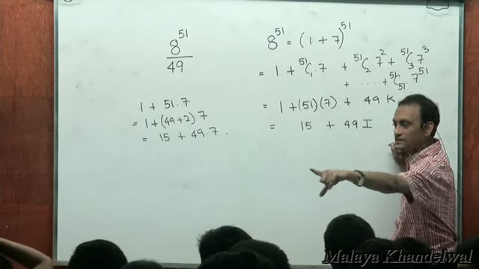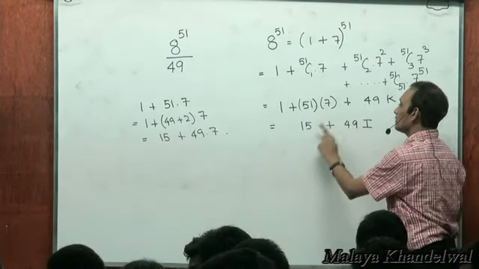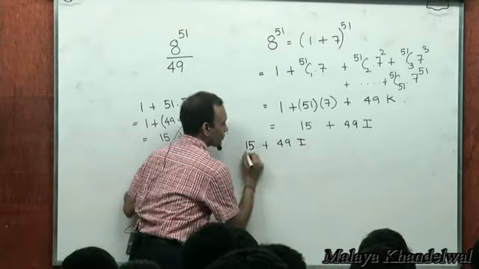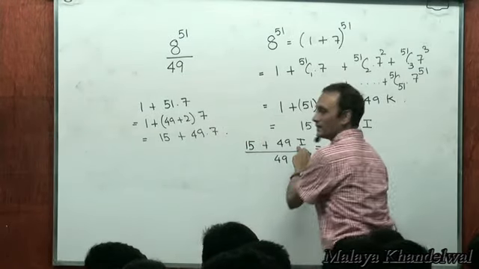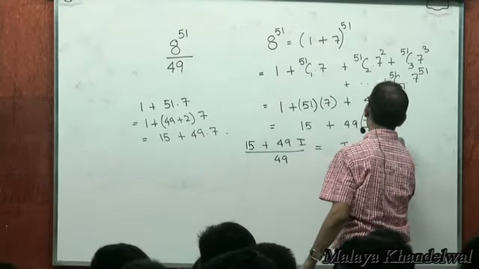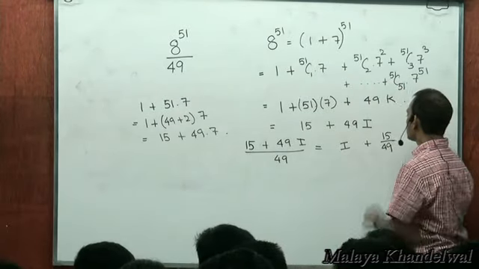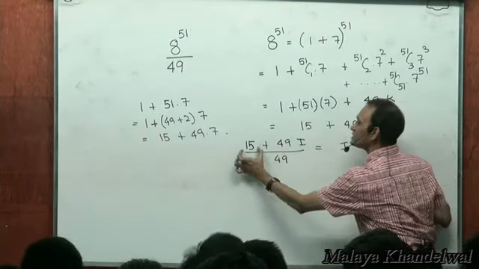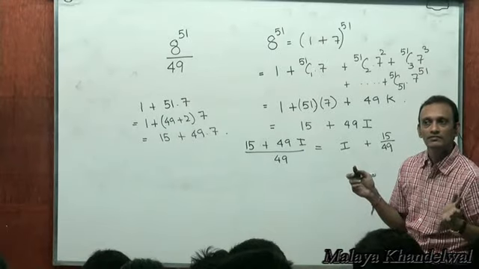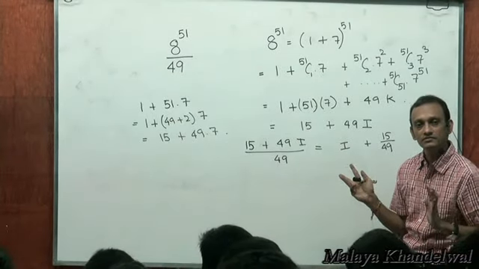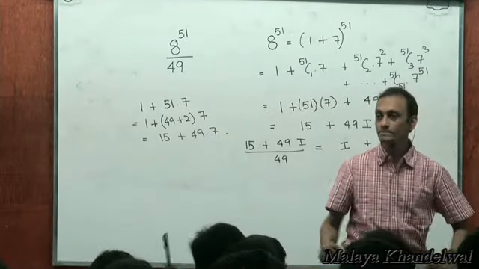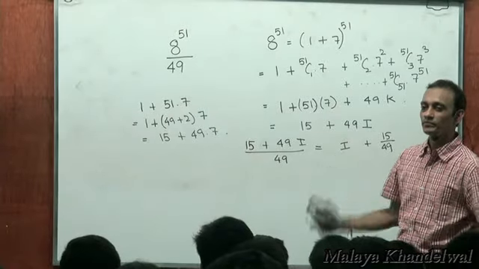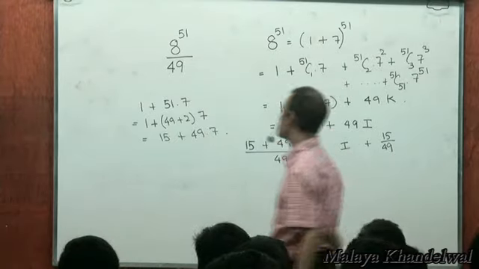Confused? Last step or the one before that? When I divide this by 49, 15 plus 49I, what would I get? This will be I plus 15 by 49. So then what's the remainder? 15, because the rest of the thing is divisible by 49, this one then is the residue. Very good. Perfect. No issues.